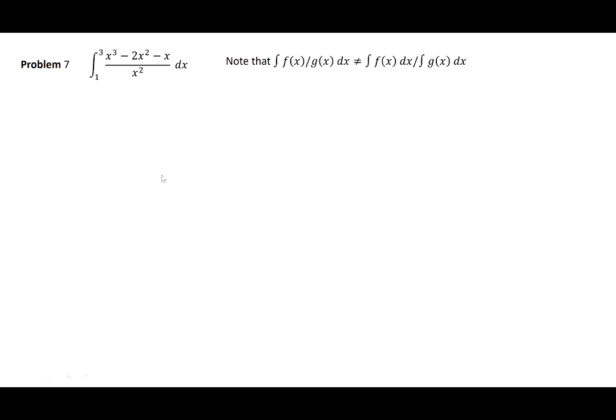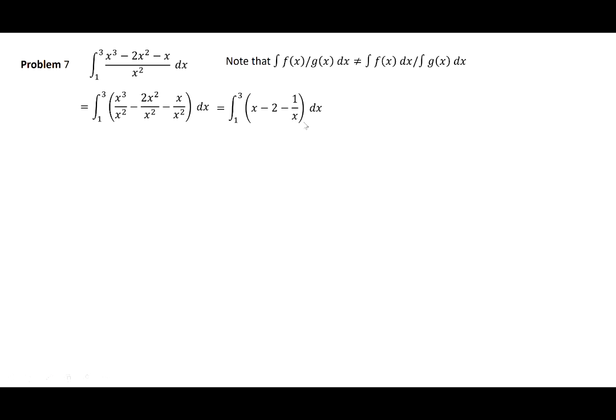Well, just split this. Is it okay to write this as x cubed over x squared minus 2x squared over x squared minus x over x squared? Yep. And that simplifies to x minus 2 minus 1 over x. The integral of x is x squared over 2. Integral of 2 is 2x.